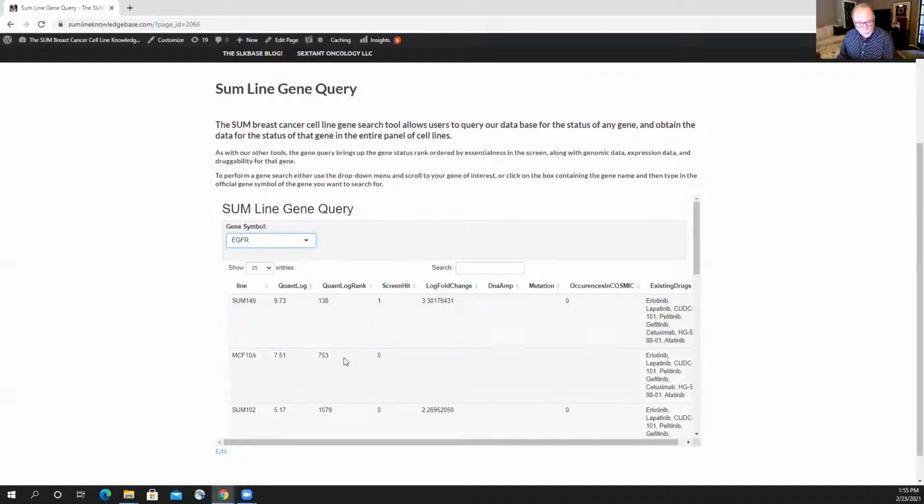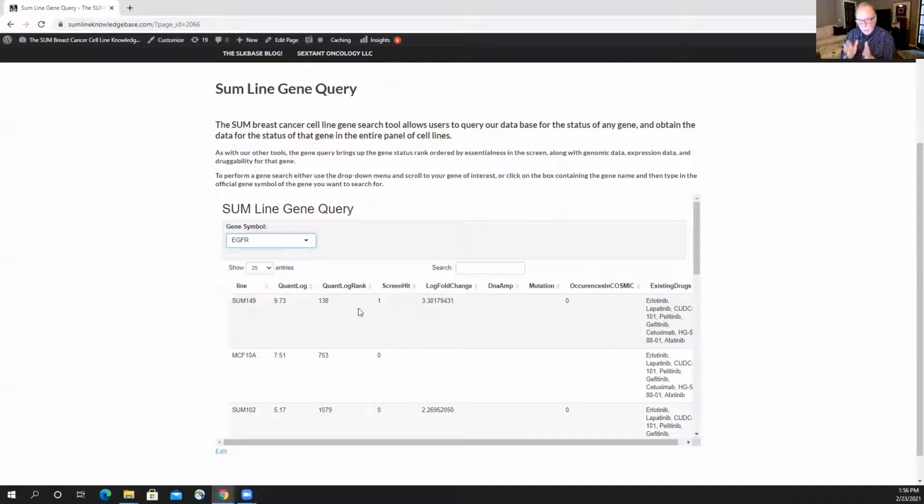When you're looking at the screen data for our genes, pay attention to the quant log rank, because basically we rank ordered the genes. The lower the number, that is, the higher the rank in the screen, the more essential the gene was. We typically identified around 1,000 screen hits per cell line. And again, if you look at the PowerPoint presentation I alluded to earlier, you can see exactly how we quantified this.